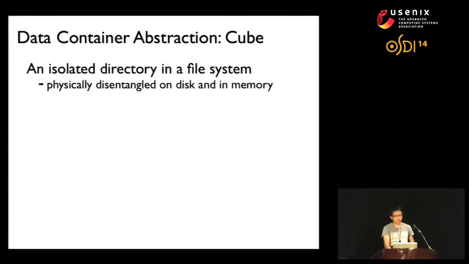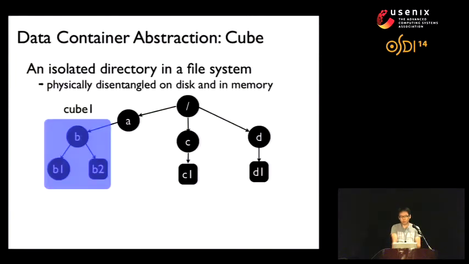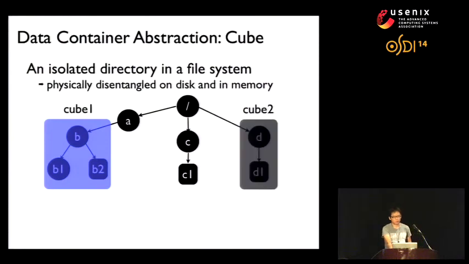We propose a data container abstraction called Cube. A cube is an isolated directory in a file system. Each cube is physically isolated on disk and in memory. Let's look at a simple example. You have a directory tree. You can say, I want to put directory B and its subdirectory in cube 1, and directory D and its subdirectory in another cube 2.